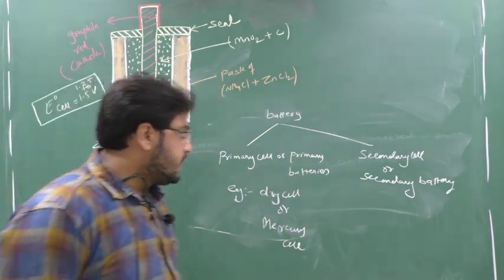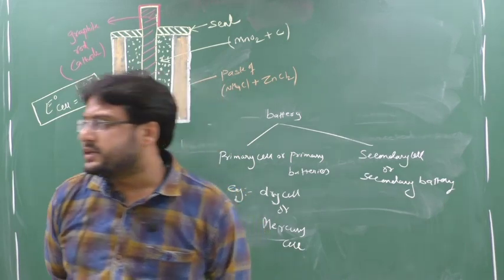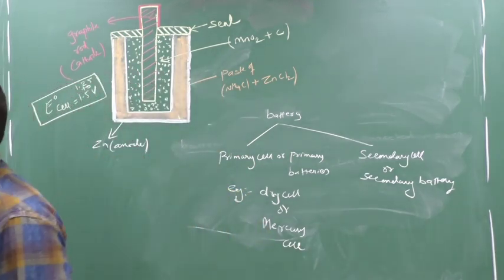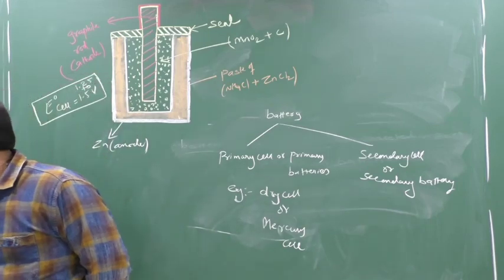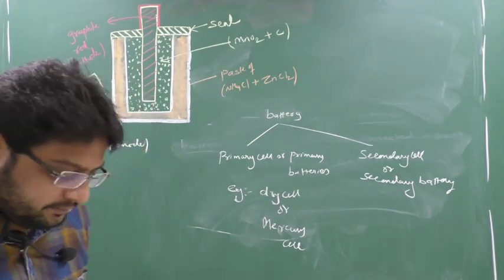Write down the definition for secondary cell. Secondary cells or secondary batteries are ones which can be reused back.